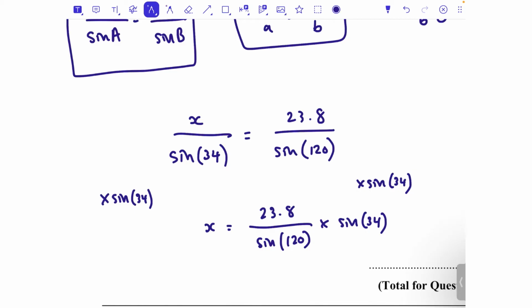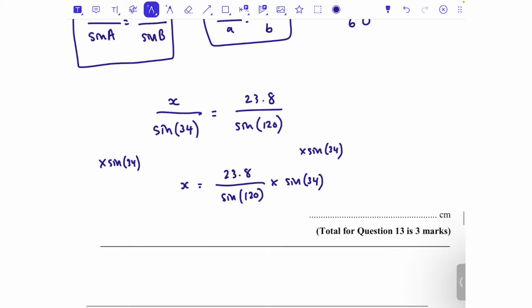23.8 over sine 120, and we're timesing that by sine 34. Lovely. So that gives me 15.367.